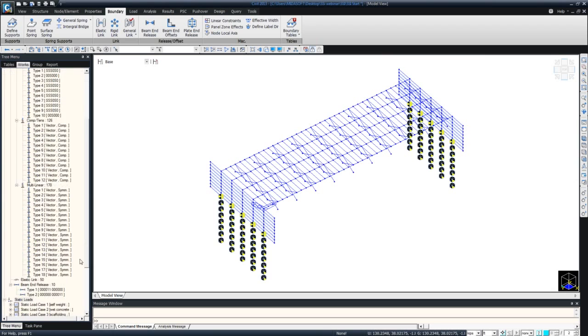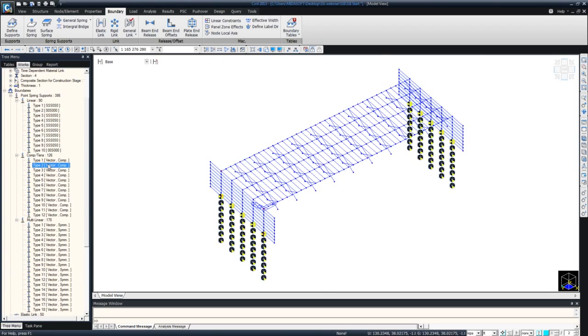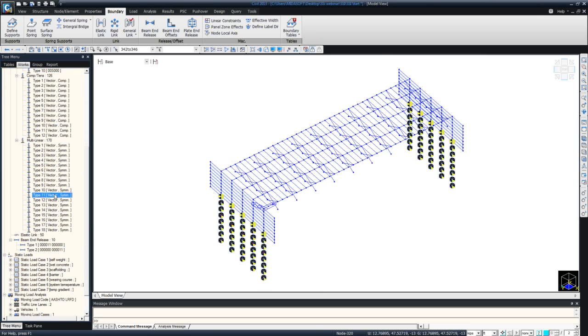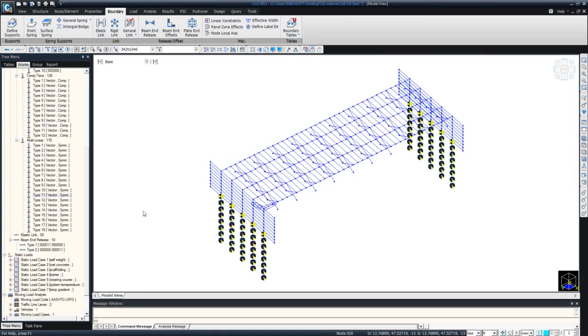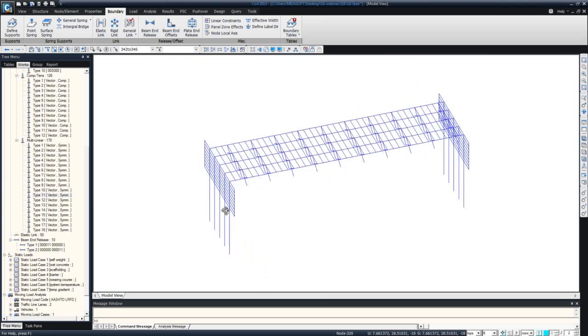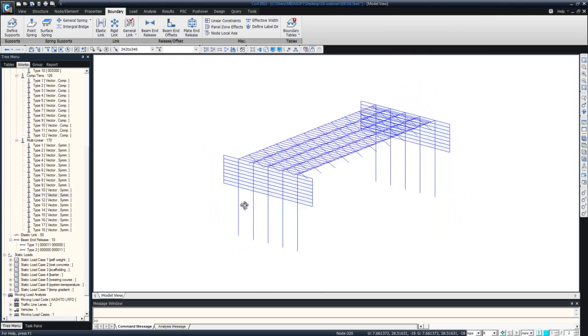And this is how the soil supports look. The compression-tension springs are only for the abutment. The linear springs are for the abutment as well as the piles, and the multilinear springs represent how the soil is laterally supporting the piles. If I go to properties here, I can obtain how the soil springs are defined. So this way it completes modeling the soil supports.